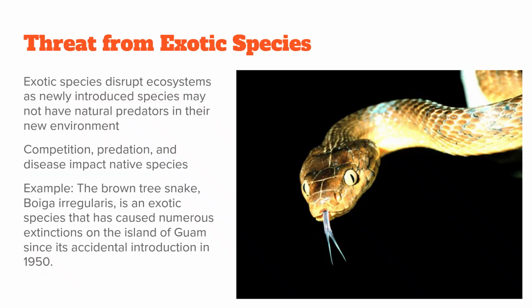When non-native species are introduced to new environments, whether intentionally or accidentally, they often have no natural predators or controls. The brown tree snake on Guam is a notorious example. Since its arrival in 1950, it has driven multiple native bird species to extinction through predation and competition.